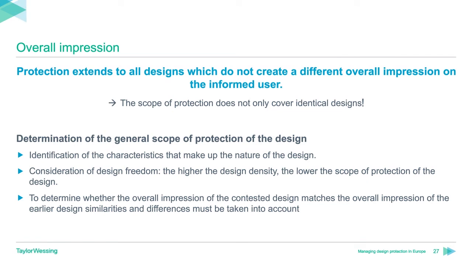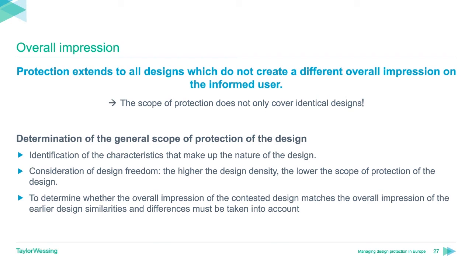And protection extends to all designs which do not create a different overall impression on the informed user. So the scope of protection does not only cover identical designs, but basically also similar designs that give a similar overall impression. So how is this scope of protection determined? First of all, you have to identify the characteristics that make up the nature of the design.